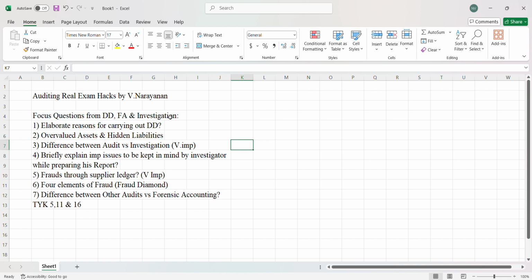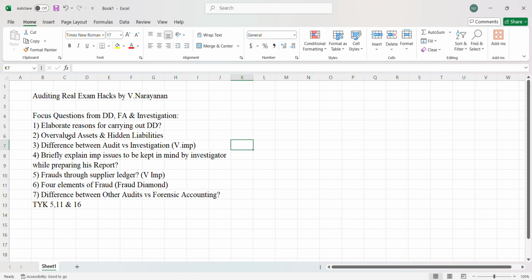I already shared the focus questions from audit of banking and NBFCs as well. So, let's quickly check out focus questions from due diligence, forensic accounting, and investigation. First one is elaborate the reasons for carrying out due diligence, and second one is overvalued assets and liabilities. Third one is difference between audit and investigation.